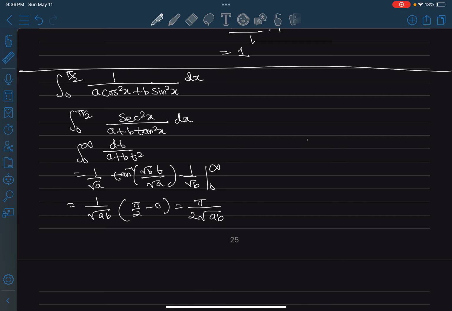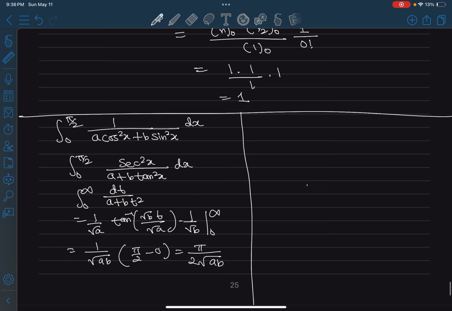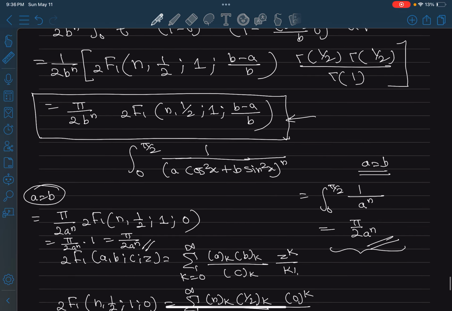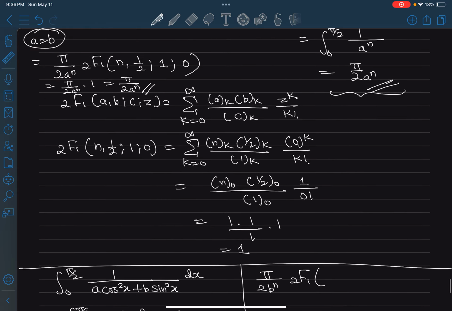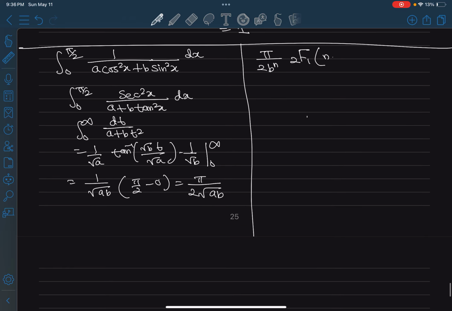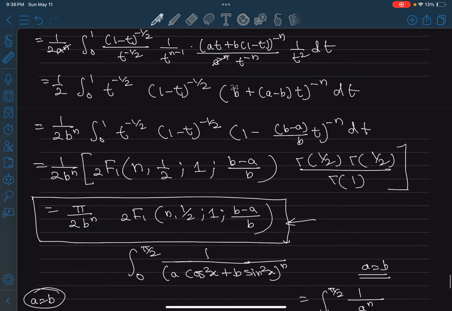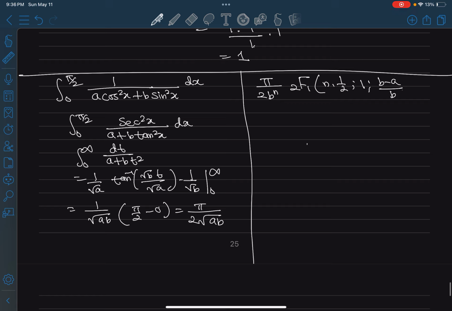So I can also verify this answer using my general answer, right? What was the general answer? Pi by 2b to the power n, 2F1, and then n, half, 1, b minus a by b. So let's see how this can actually give me the general answer. Now in this case, our n is 1, so the answer should be pi by 2b, 2F1, 1, half, 1, b minus a by b.